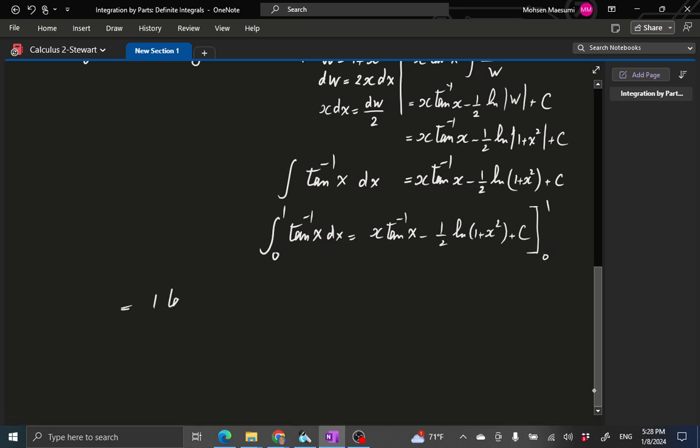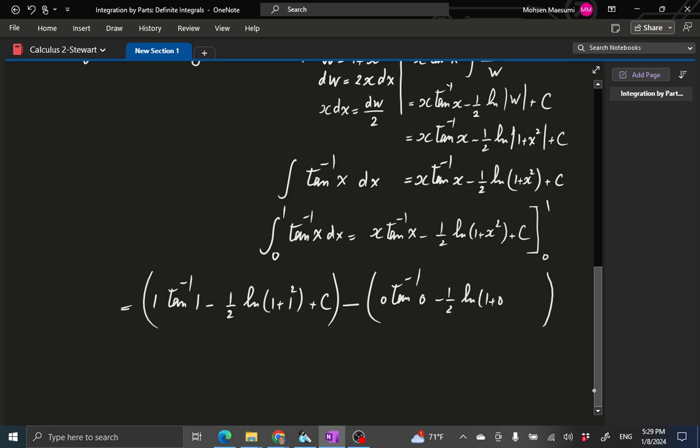The 1 tangent inverse of 1 minus 1/2 of logarithm of 1 plus 1 squared plus a constant, that is the contribution from the top part, minus. Good practice is to put subtraction everything in a parentheses to avoid making a mistake of not flipping the sign. So in this case it will be 0 tangent inverse of 0 minus 1/2 of logarithm of 1 plus 0 squared plus a constant.